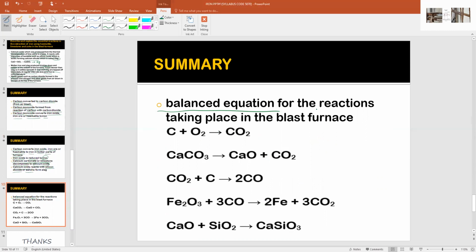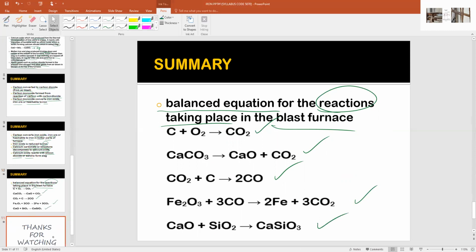Balanced equations for the reactions taking place in the blast furnace include conversion of carbon into carbon dioxide: carbon plus O2 gives CO2. Decomposition of CaCO3 produces CaO and CO2. CO2 reacts with carbon or coke to form carbon monoxide. Fe2O3 reacts with CO and produces Fe plus CO2. Calcium oxide reacts with SiO2 producing CaSiO3.